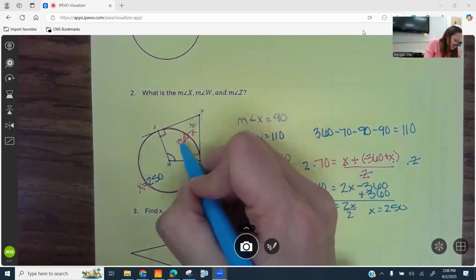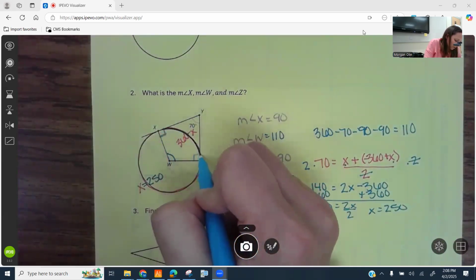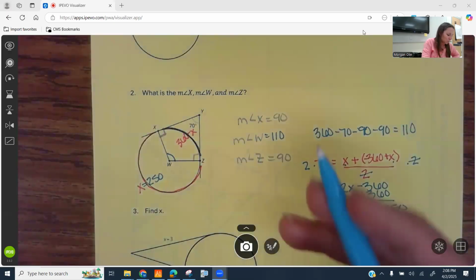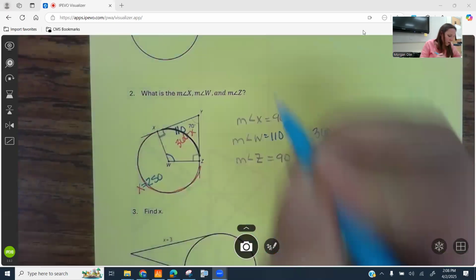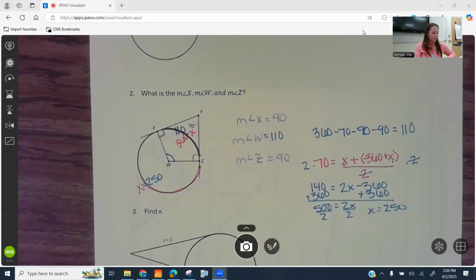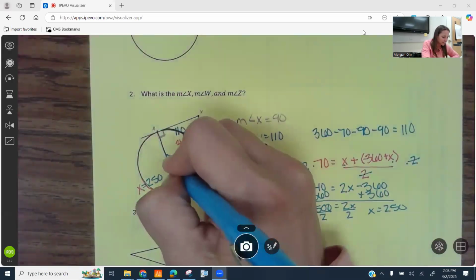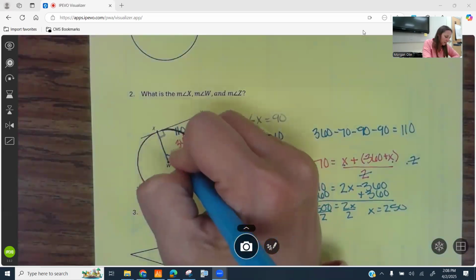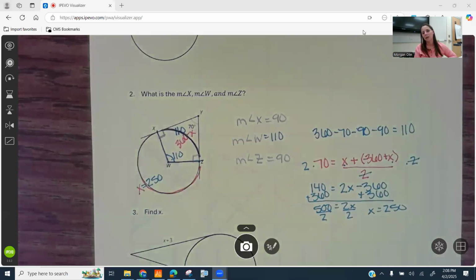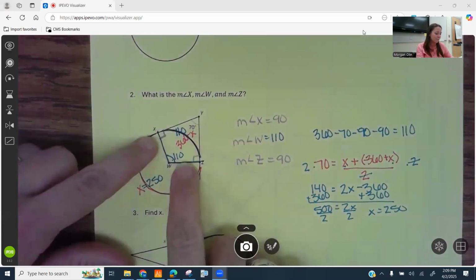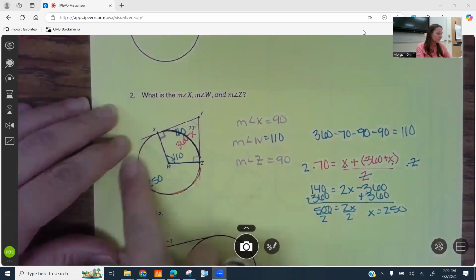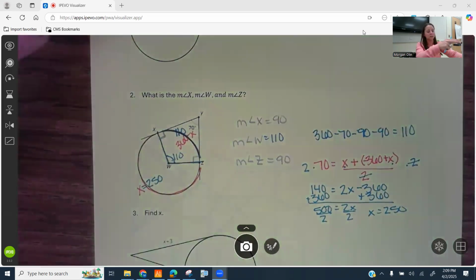Well, what does that mean for this? This is really the arc. That's probably where I should put X, but 360 minus 250 leaves me with 110. So that arc right there is 110. Well, guess what? This right here, W, is a central angle. And remember, central angles equal the arc. So if that arc is 110, so is the angle. So that's a second way to get that one as well, using some of the theorems that we did. At first, I used the theorem that a quadrilateral has 360 degrees. And secondly, you can use that far arc minus the close arc.